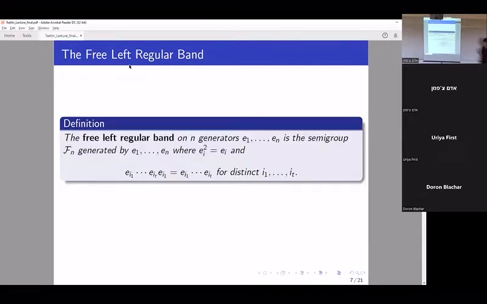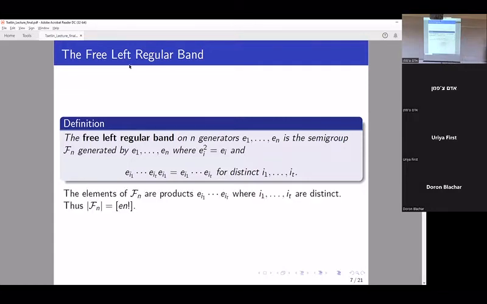So now we can also define the free left regular band, which will be just the semigroup generated by n idempotents, denoted by Fn, so each of them is idempotent, and we have this rule, the left regular band rule, that when we multiply distinct elements and they are multiplied again by something, we just erase it. Okay, and so the elements of Fn are just the ordered products of the e_i's, and the cardinality is e times n factorial. We just calculate all of the proper cardinalities.